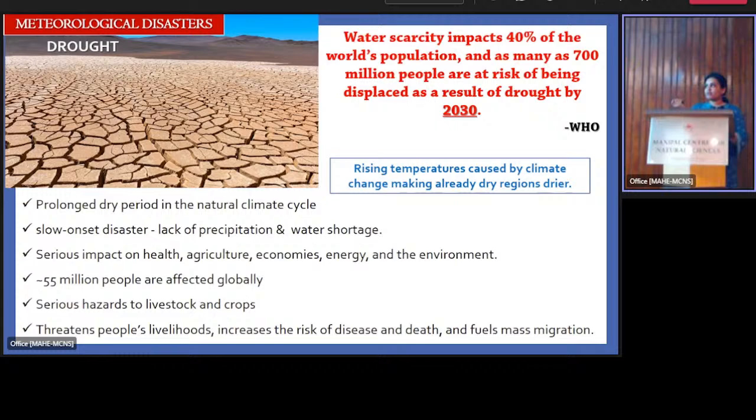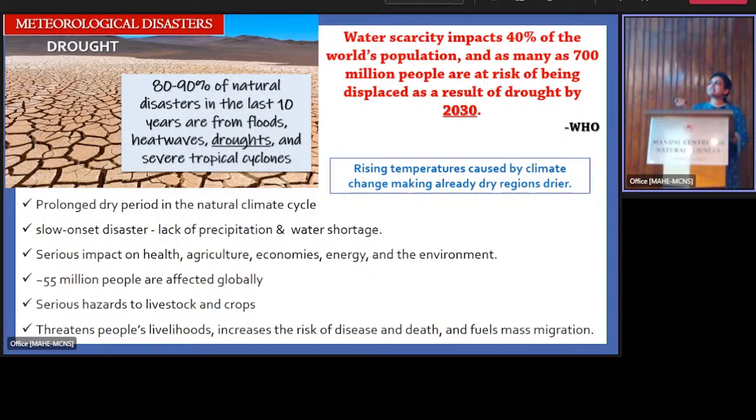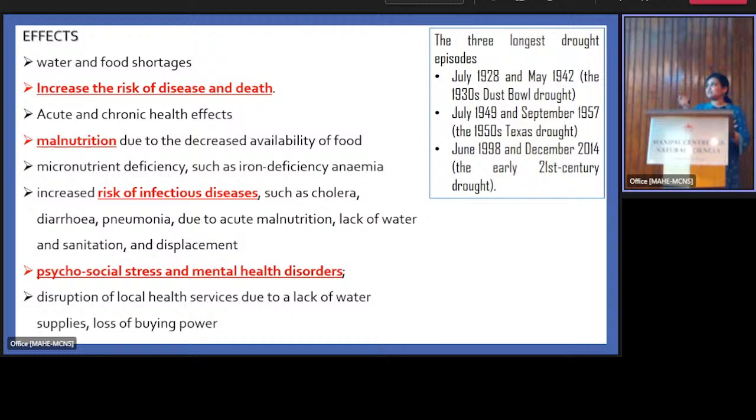80 to 90% of natural disasters in the last 10 years are from floods, heat waves, drought, and several tropical cyclones. And our India is prone to all these things: heat waves, drought, floods, and several tropical cyclones. And its effects are disastrous, but I want to show you the health risks: malnutrition, infectious disease, psychosocial stress, and mental health disorders. These are all effects of drought.